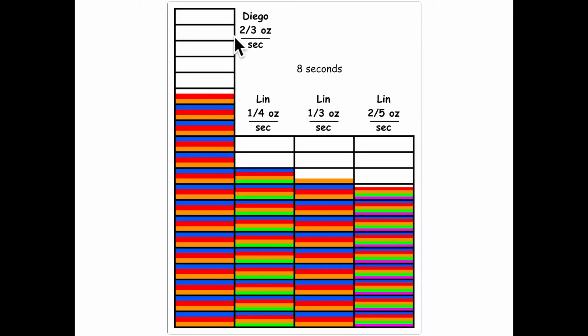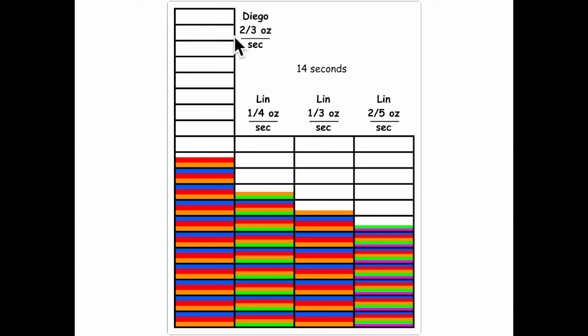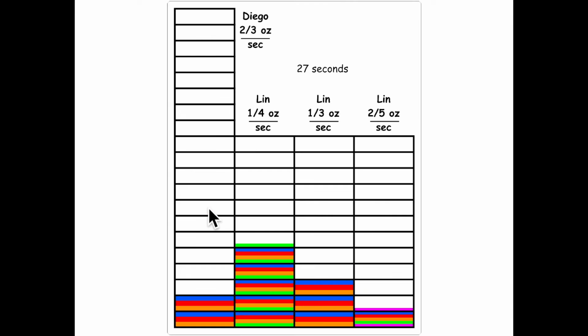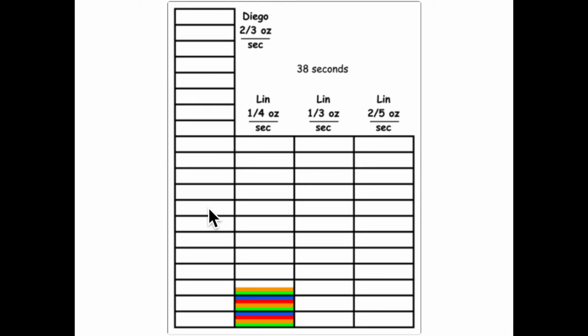So when will they be at the same volume? Well, that happens at about 19 seconds right here. And what volume is that? That's 1, 2, 3, 4, 5, 6, a little bit more than 7 ounces. So mathematically, we're going to figure those numbers out exactly. But Diego finishes in 30 seconds, and Lynn has another 18 seconds to go before she finishes.